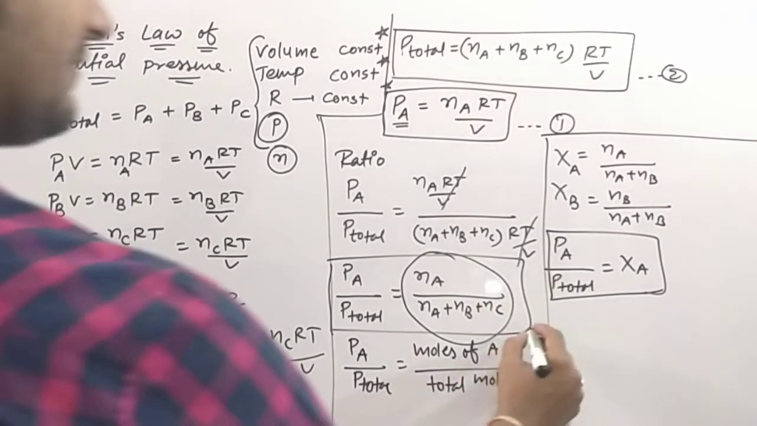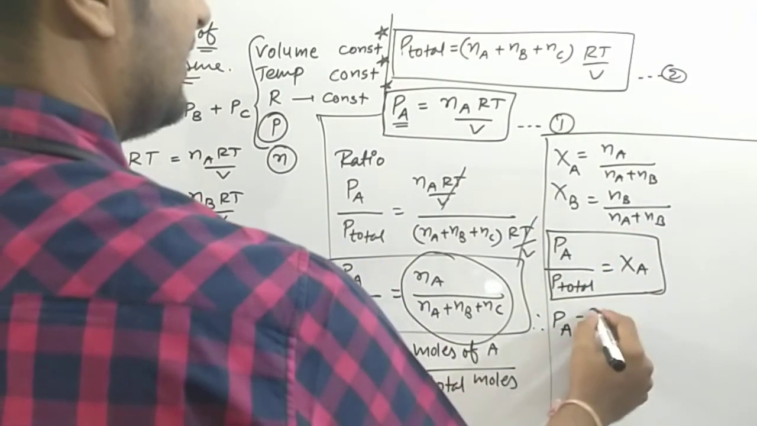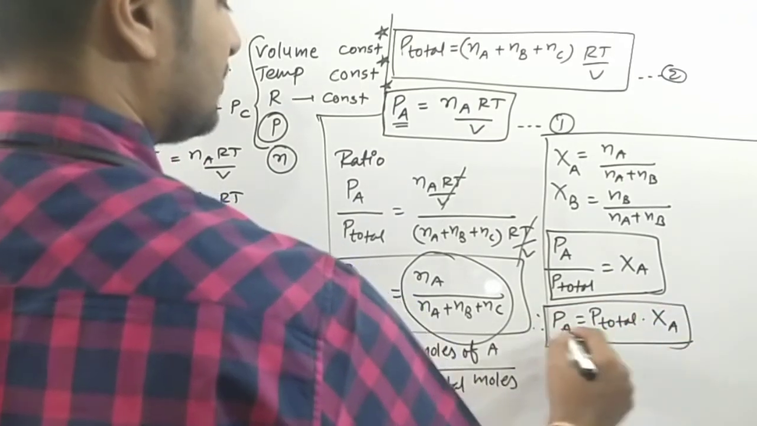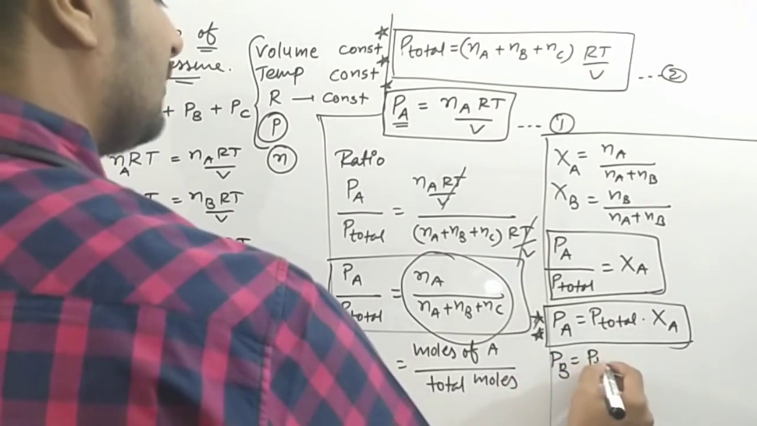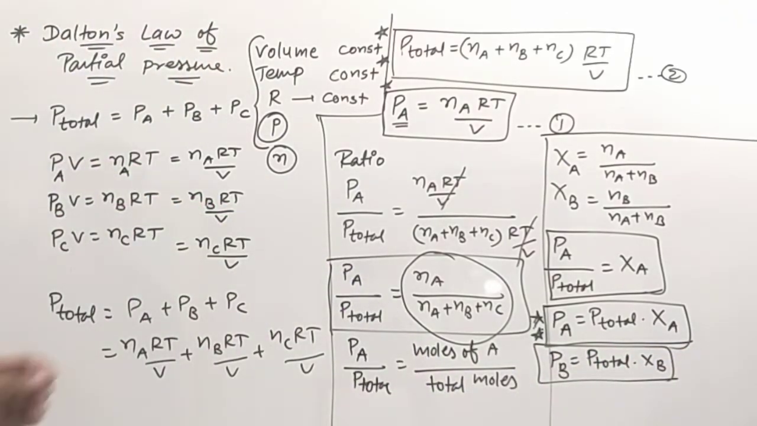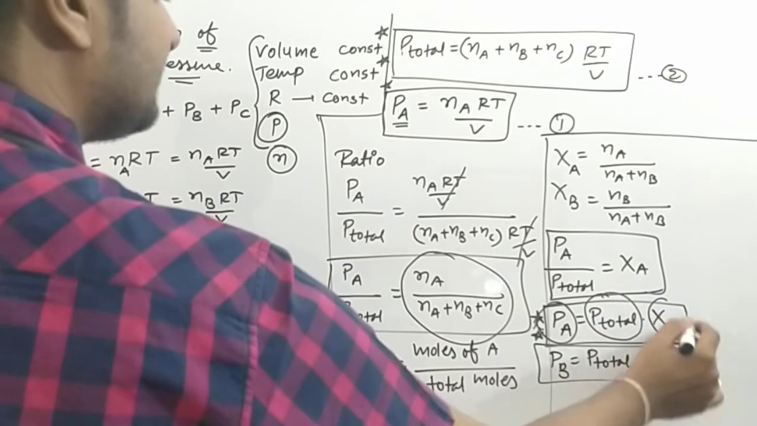So can I write my formula that partial pressure of A, now P total I am sending to this side, is equal to P total into mole fraction of A. So this is also an important formula for the numericals, that PA is equal to P total into XA. Also I can write for PB: PB is equal to P total into XB. So understood this? Clear? Also PC is equal to P total into XC. So in short, we understood that partial pressure of any gas is equal to total pressure into its mole fraction.